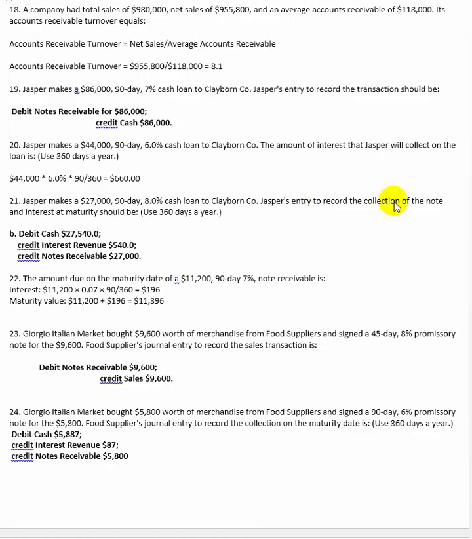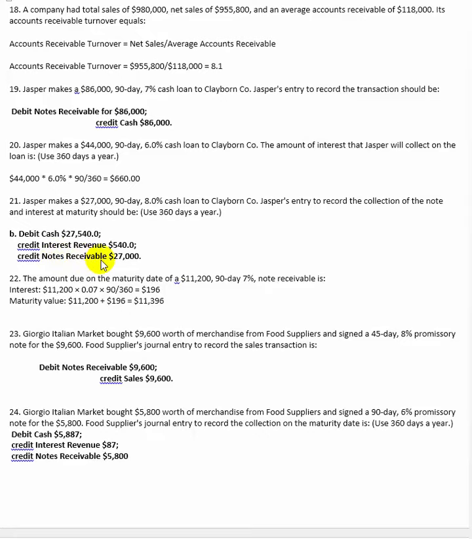Number 21. Jasper Company makes a $27,000 90-day 8% loan to Claiborne Company. Jasper's entry to record the collection of the note and interest at maturity should be what? When Claiborne pays this loan back to Jasper, Jasper will debit cash for $27,540, which is all of the interest, and you're going to credit interest revenue for $540. And I think I've left off a couple of zeros there, but that's okay. And we're also going to credit notes receivable for $27,000.